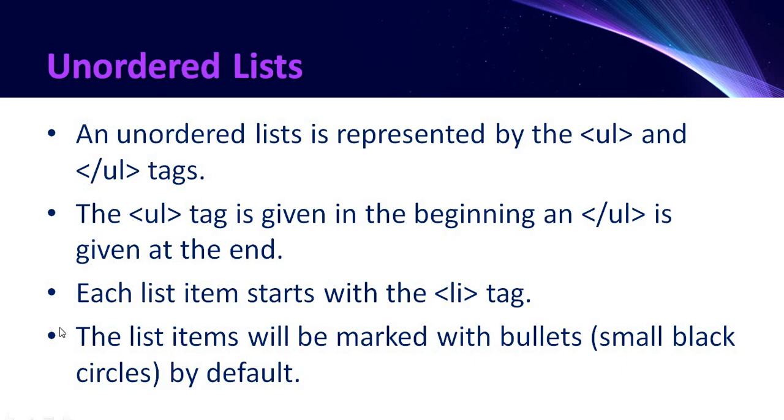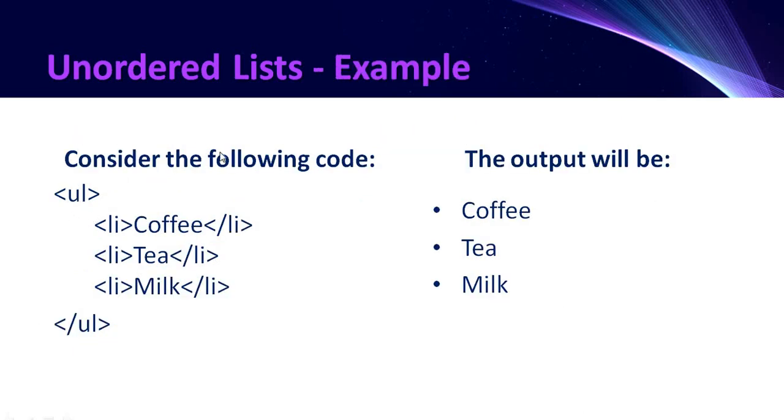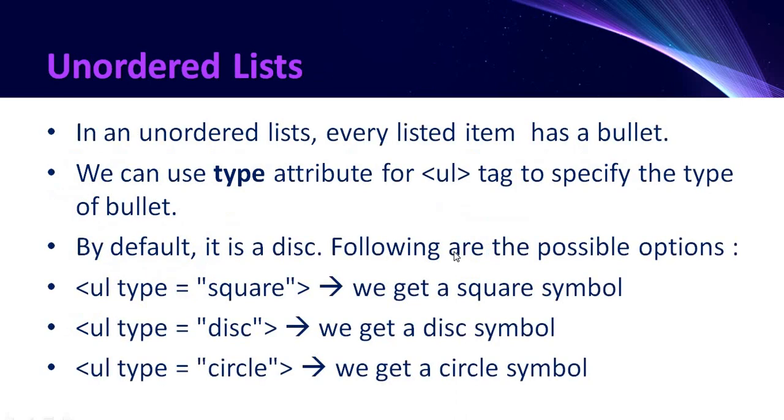We may also change these bullets using an attribute called type. Before that we could see a sample coding and its output. This is the UL tag at the beginning, and my list of items are coffee, tea, milk. Each list item has the list tag LI and an end tag, and finally this end tag. I have not specified the type of the bullet here, and by default a small black filled circle is the bullet which will usually appear in HTML.